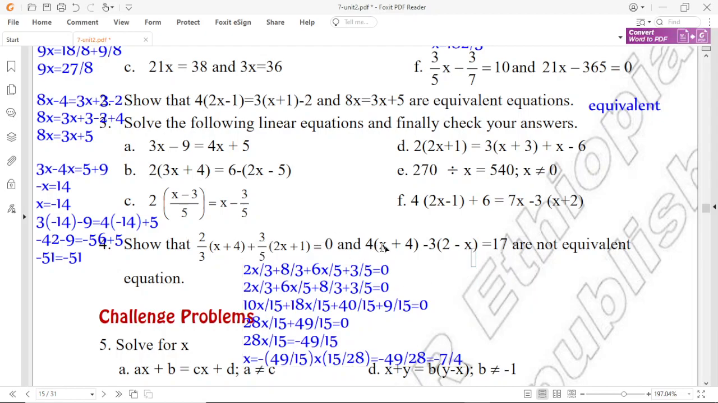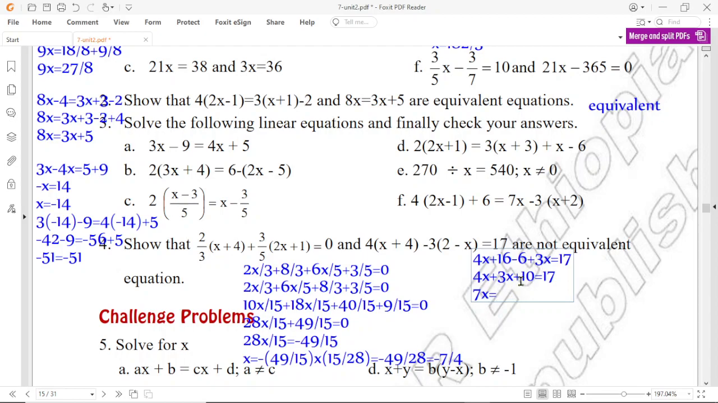The one with 4x: 4x plus 4 times 4, 16, minus 3 times 2, minus 6, minus 3 times minus x, plus 3x, which is equal to 17. So 4x and 3x we add: 4x plus 3x, plus 16 minus 6 is 10, which is equal to 17. 4x plus 3x is 7x.